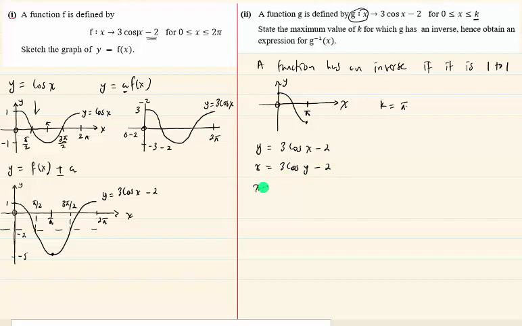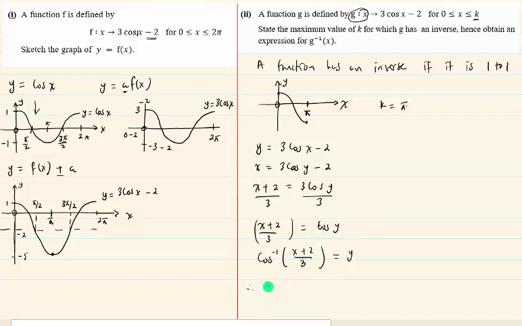So x plus 2 is equal to 3 cos y. If I divide both sides by 3, I have x plus 2 over 3 being equal to cos of y. Now taking the inverse of both sides, cos inverse of x plus 2 over 3 is going to be equal to y. So therefore my inverse, g inverse of x, is going to be equal to cos inverse of x plus 2 over 3.